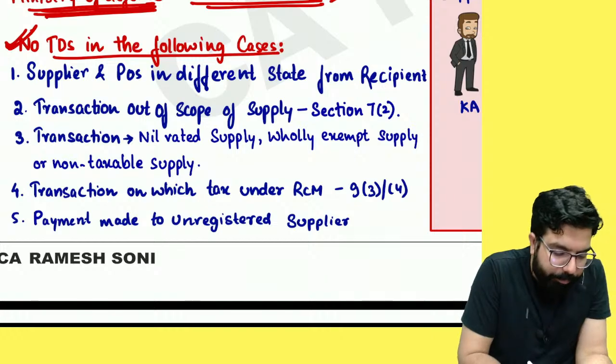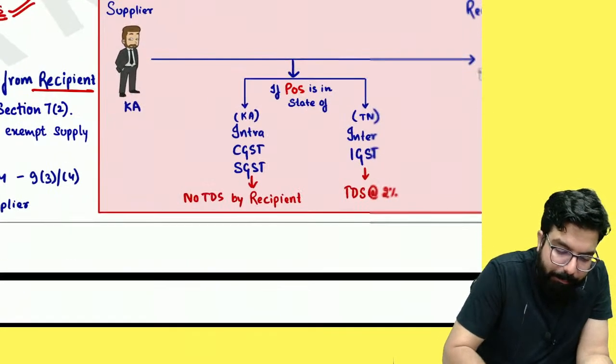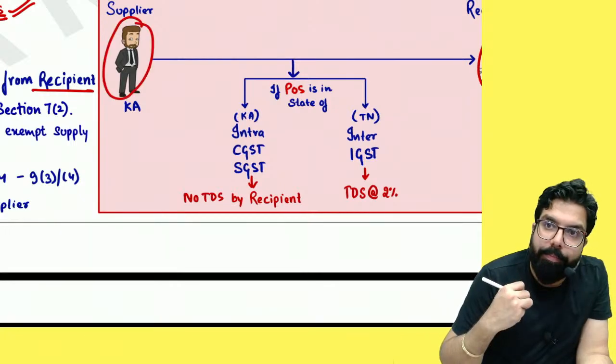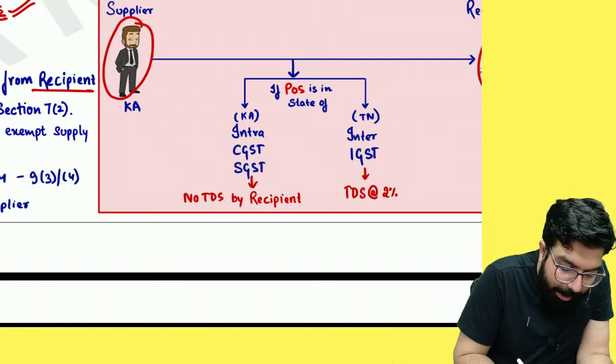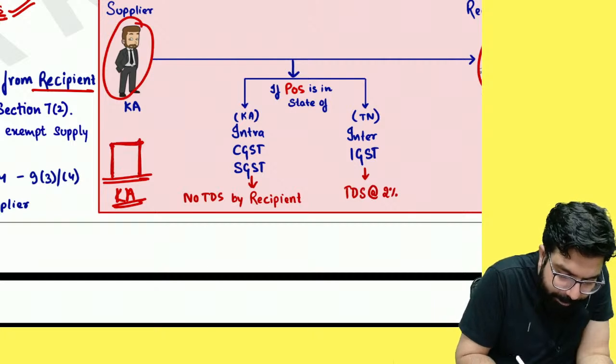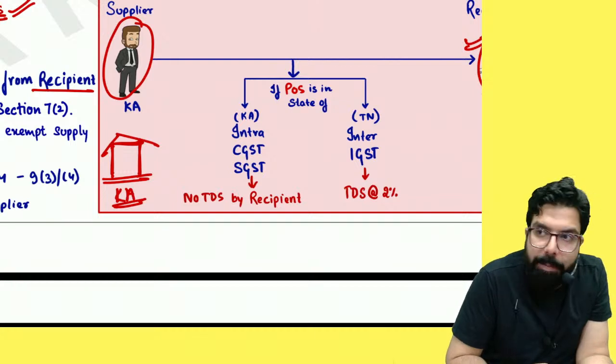Number 1, supplier and place of supply in a different state from the principal. People, supplier is in Karnataka, recipient is in Tamil Nadu, and supposedly I was told to do a building repair in the state of Karnataka. Can you tell me where is the repair done? Tamil Nadu government has one building there. They told me to do the repair of that building.